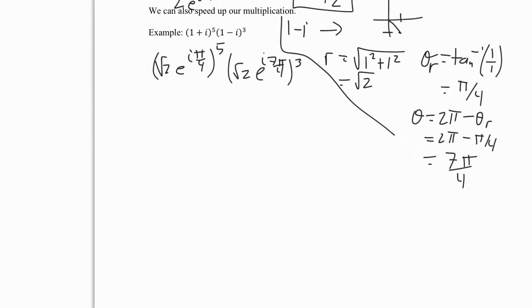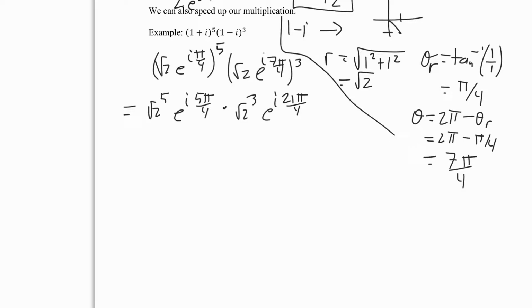All right, now let's try to work on this math here. Well, the exponent rules give us root 2 to the 5, e to the i 5 pi over 4, because we need to multiply that 5 in, so you kind of have 1 pi over 4, so you get 5 pi over 4. Times, well, the root 2 to the 3, and then e to the i, 7 times 3 will be 21, so 21 pi over 4.